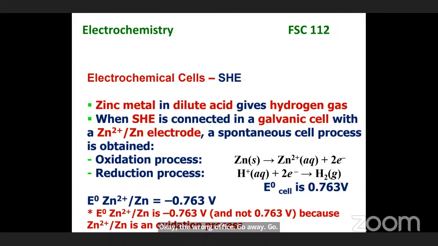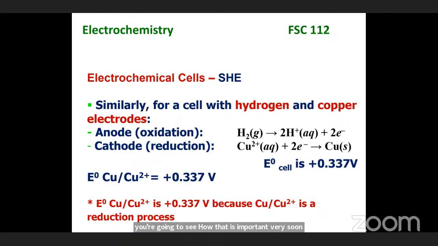So you now change the sign to minus. So in your calculation, you're not going to use 0.763. You're going to use minus 0.763. You're going to see how that is important very soon. So now look at this. Again, this is a standard hydrogen electrode for copper. Again, remember, wherever you see a metal being compared to hydrogen gas, you know that that is how the E0 cell is obtained.